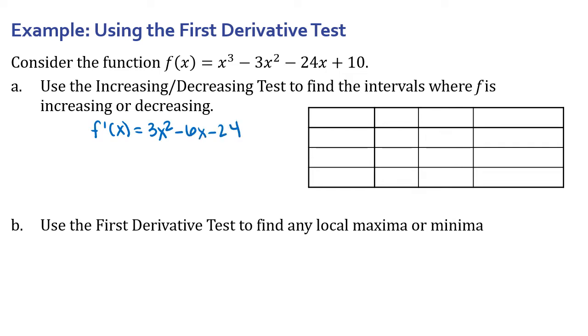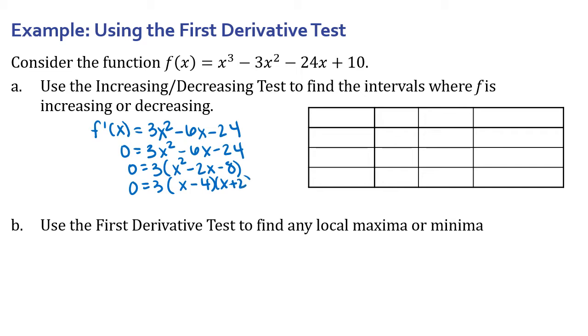To figure out where this is positive or negative, let's first find those critical points so that we can separate this out into intervals. Set this equal to 0. So 0 equals 3x squared minus 6x minus 24. Factor that 3 out, and I get x squared minus 2x minus 8. I can factor that further as 3 times the quantity x minus 4 times x plus 2. So the derivative is going to equal 0 at x equals 4, and at x equals negative 2.